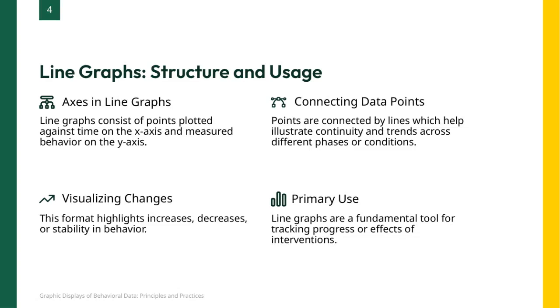When we look at line graphs, the first thing to understand is the role of the axes. The x-axis typically represents time, while the y-axis shows the behavior or measure we're interested in. Each point on the graph corresponds to a specific moment in time paired with the observed value. These points are then connected by lines, which is crucial because it helps us see the flow and continuity of the data over different phases or conditions. This connection allows us to easily spot trends, whether behavior is increasing, decreasing, or remaining stable.